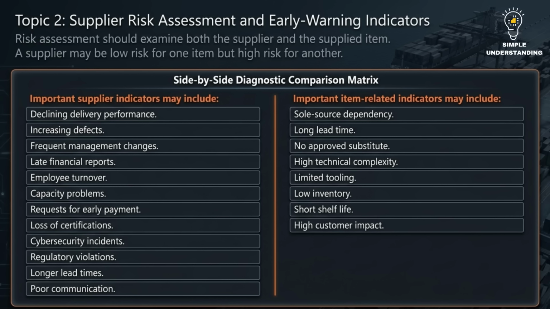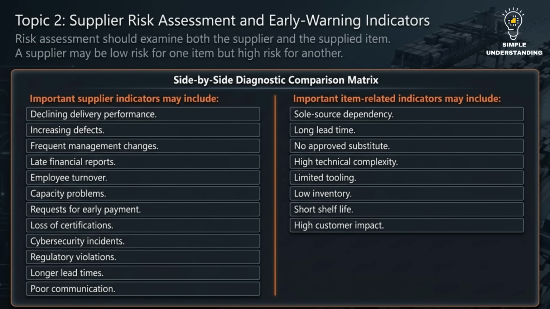Risk assessment should examine both the supplier and the supplied item. A supplier may be low risk for one item but high risk for another. Important supplier indicators may include declining delivery performance, increasing defects, frequent management changes, late financial reports, employee turnover, capacity problems, requests for early payment, loss of certifications, cybersecurity incidents, regulatory violations, longer lead times, poor communication.